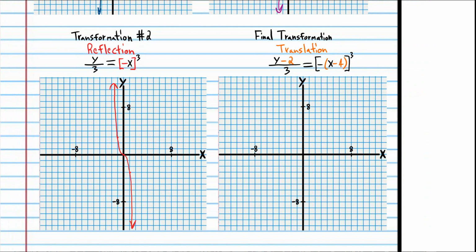So what that means is we're going to take this graph and move it 4 units to the right and 2 units up. So I'm going to take a point, the origin in this case, I'm going to move 1, 2, 3, 4 units to the right and 1, 2 units up.